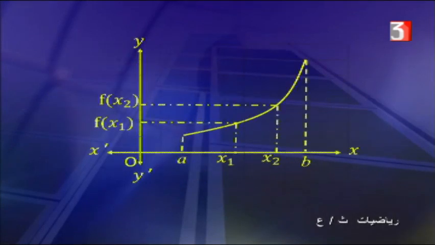Now, the graph of this function f of x is a function on the open interval a and b, and we choose x1 and x2, two values belonging to this open interval. If x1 is smaller than x2, then the value of f of x1 is smaller than the value of f of x2, or x2 bigger than x1, then f of x2 is bigger than f of x1, then this function is called an increasing function on the open interval a and b.